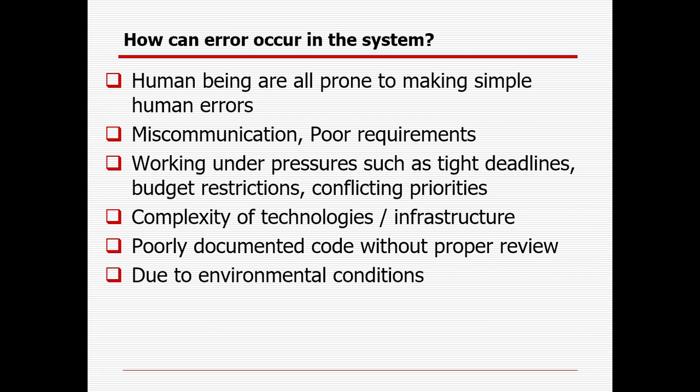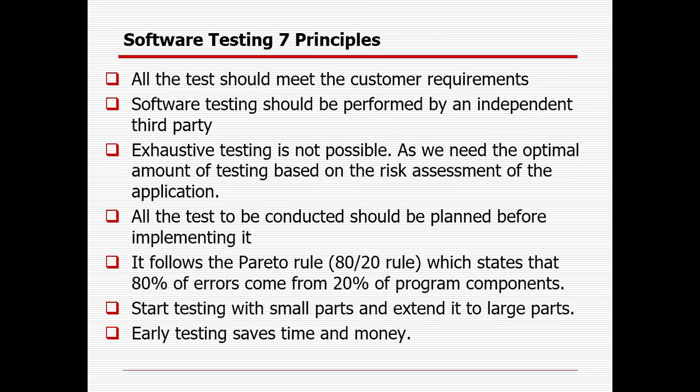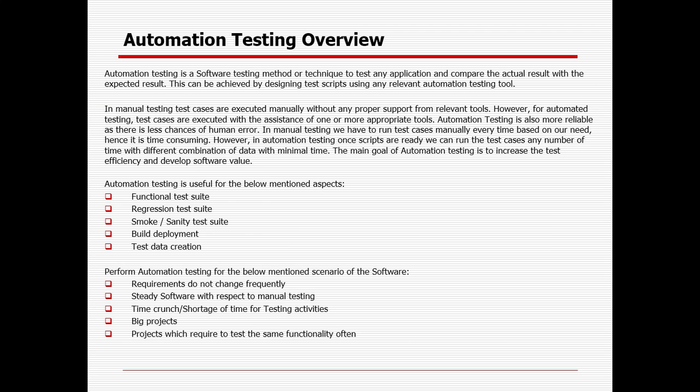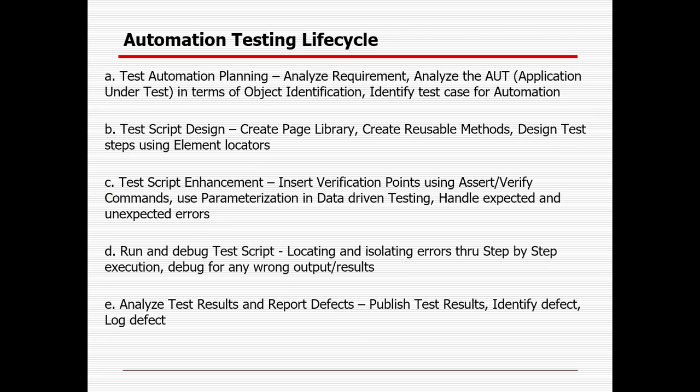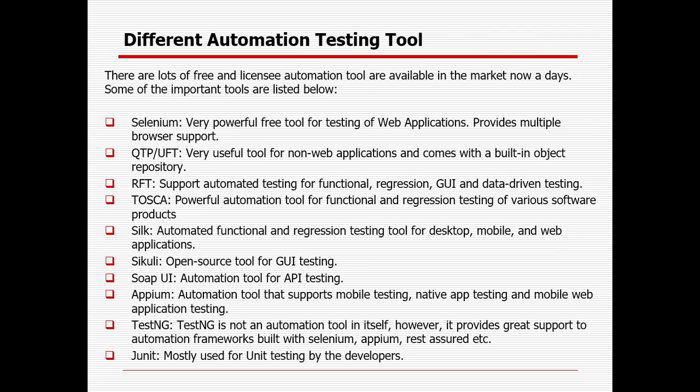The 7 testing principles I have also discussed. Then automation testing, where we first do the POC, then ROI calculation, then we see whether the application and requirements are stable enough, and then we automate where it will be used most of the time, like sanity test, mock test, regression test, data creation part. The life cycle is planning, then design, then insertion, then debugging, and then final run and analyzing the result, right? The different tools, from free tools to paid tools, and the different frameworks I have tried to discuss.